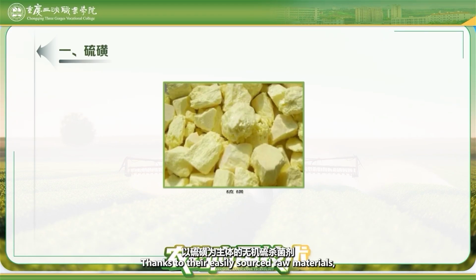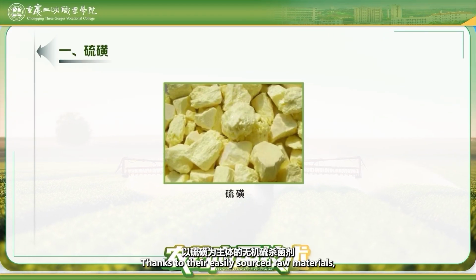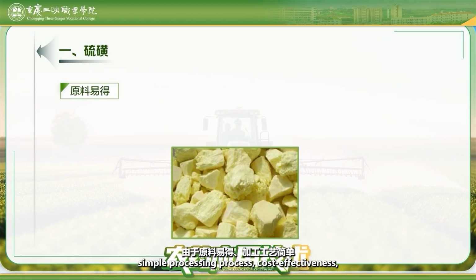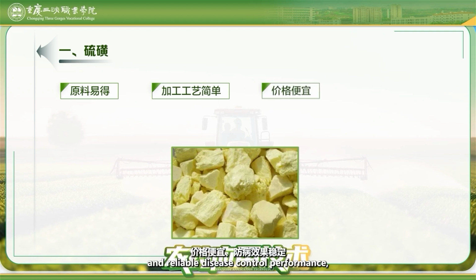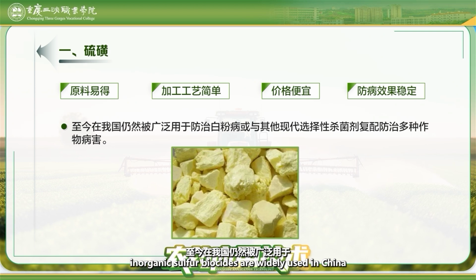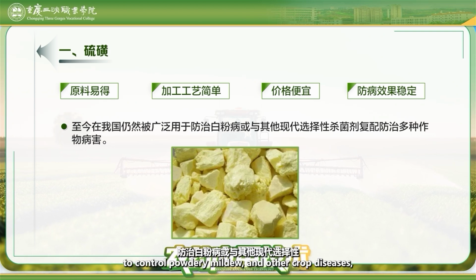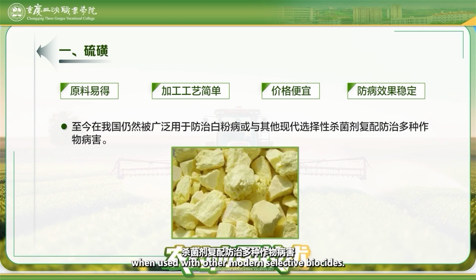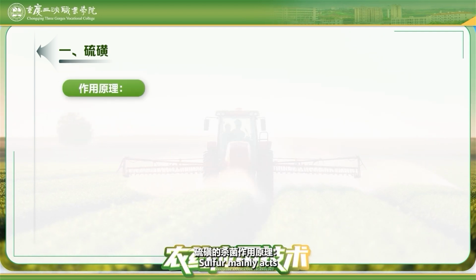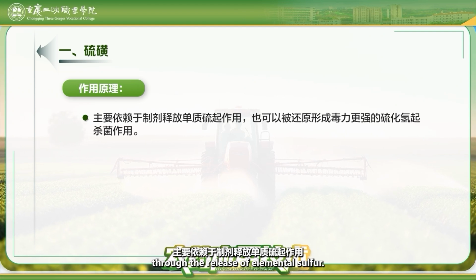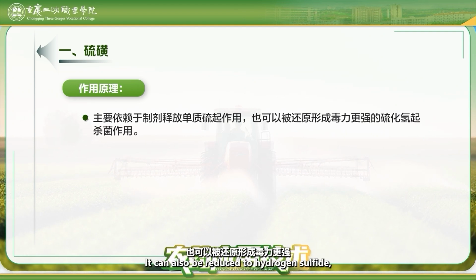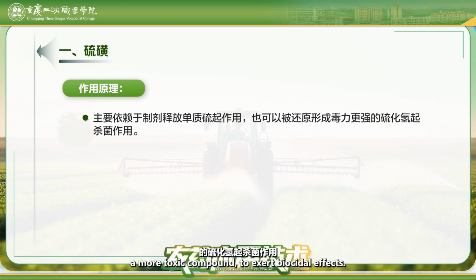1. Sulfur. Thanks to their easily sourced raw materials, simple processing process, cost effectiveness, and reliable disease control performance, inorganic sulfur biocides are widely used in China to control powdery mildew and other crop diseases when used with other modern selective biocides. Sulfur mainly acts through the release of elemental sulfur. It can also be reduced to hydrogen sulfide, a more toxic compound, to exert biocidal effects.